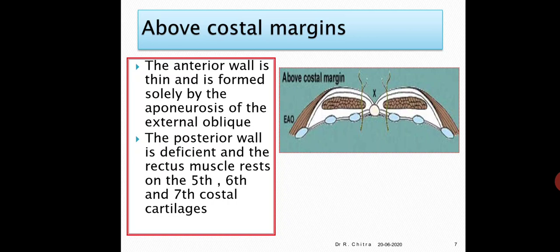Anterior wall above the costal margin is thin and is formed solely by the aponeurosis of the external oblique. So in the picture you can see only the EAO, that is the external oblique aponeurosis. The posterior wall is deficient, so there is no posterior wall here, and it rests on the 5th, 6th, 7th costal cartilages. So at this level above the costal margin there is no internal oblique muscle. So only the anterior wall is formed by the aponeurosis of the external oblique muscle.